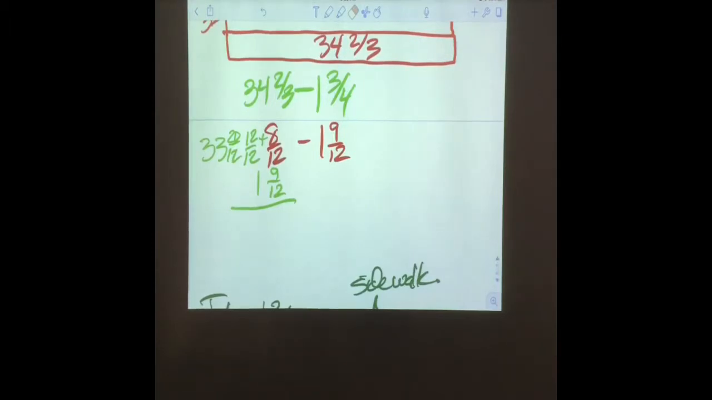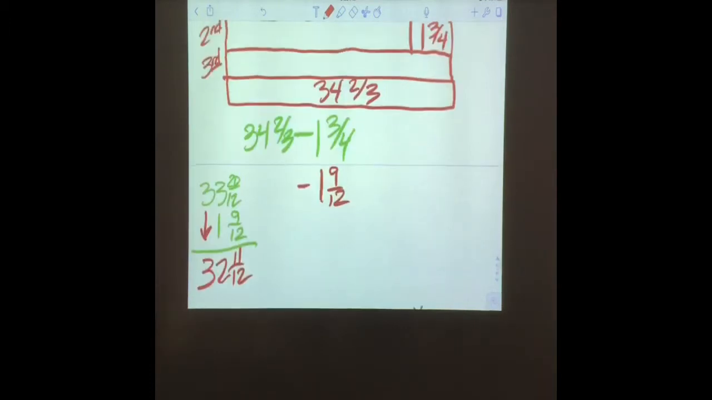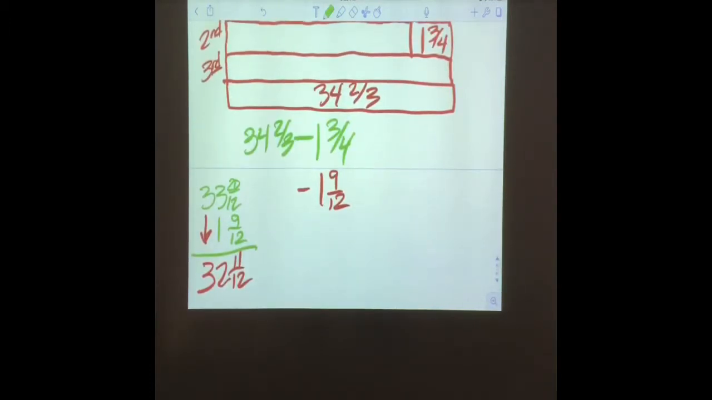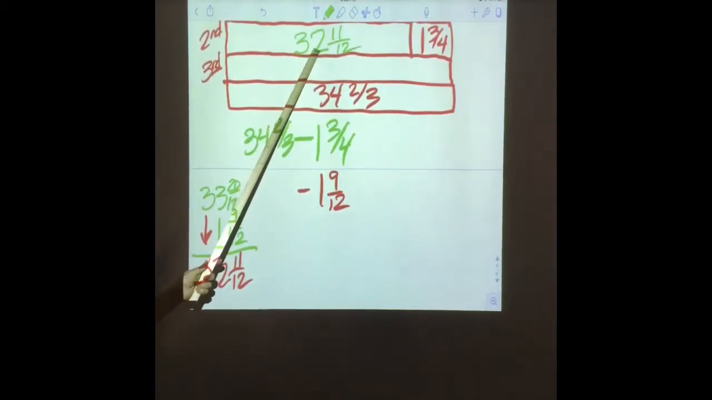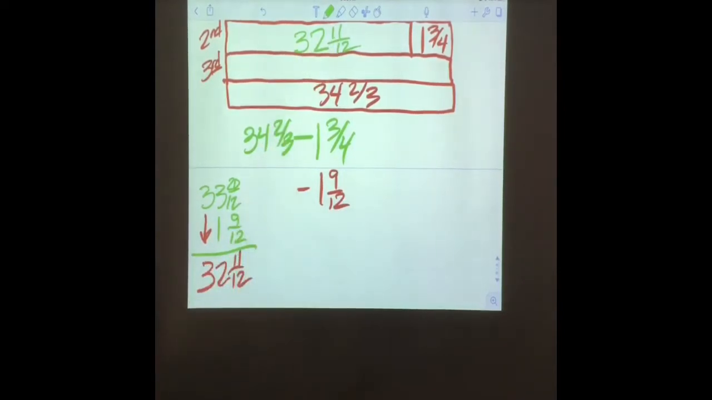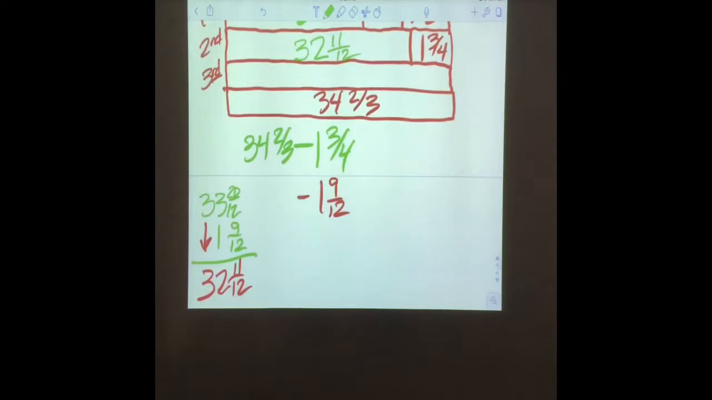I'm going to get rid of this so I can keep it neat. Can I take 9 away from 20 now? Yes. What is that going to make it? That's right. You guys said 11. 11/12. Can I take 1 away from 33? Yes. It's 32. Second place finished in what time? Second place, he finished in 32 minutes and 11/12. Nice job. So now we know what second place finished as.